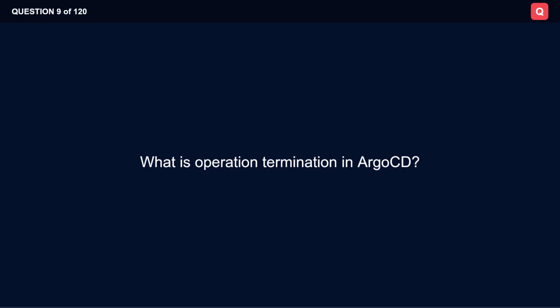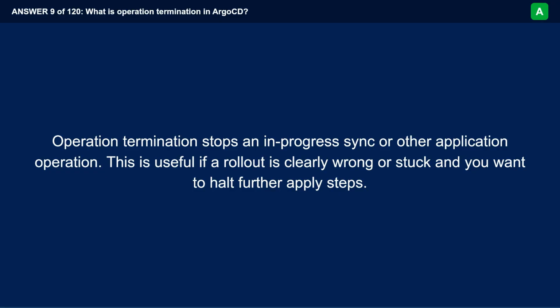What is operation termination in ArgoCD? Operation termination stops an in-progress sync or other application operation. This is useful if a rollout is clearly wrong or stuck, and you want to halt further apply steps.